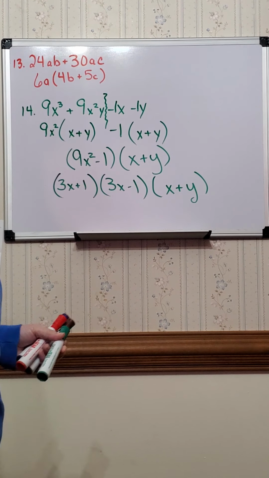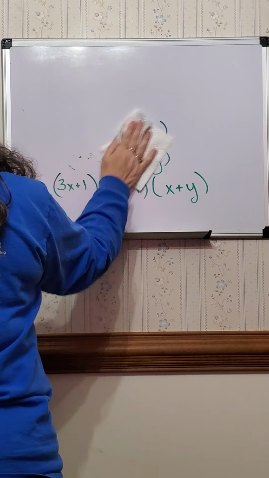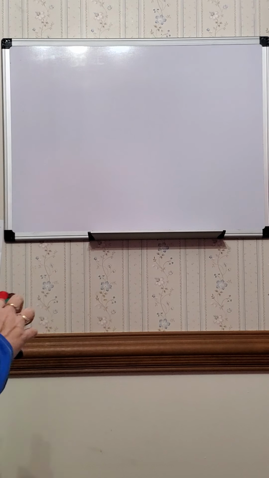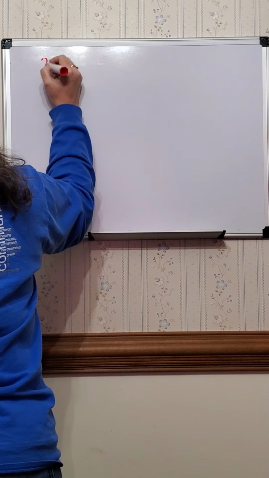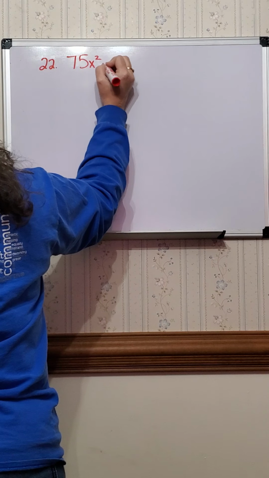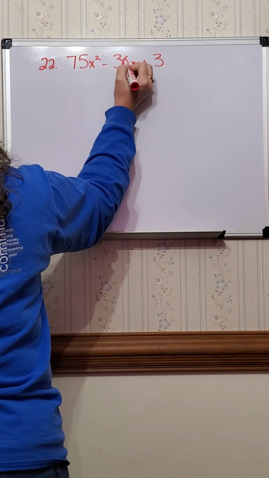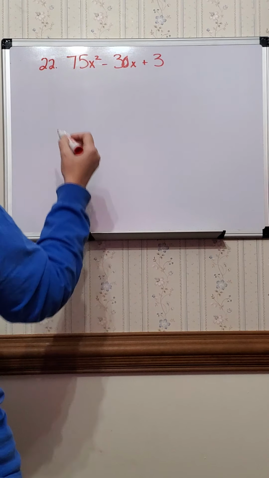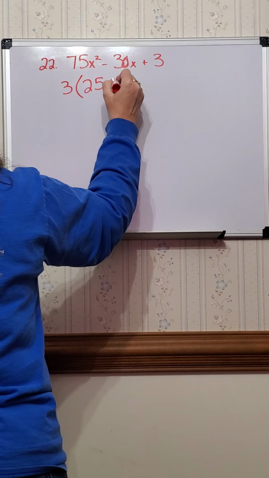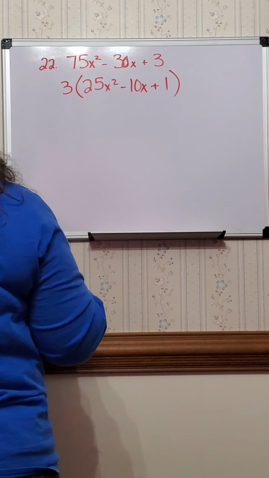All right, let's look at just a few more. Let's do 22. We have 75x squared minus 30x plus 3. So I can pull out a 3. And that's going to leave me 25x squared minus 10x plus 1.